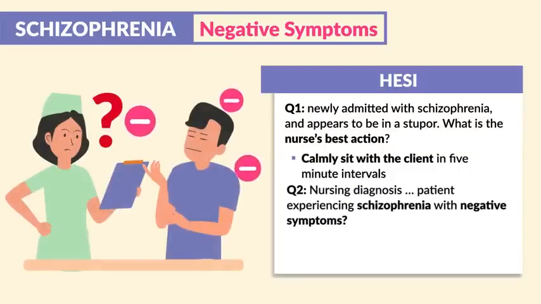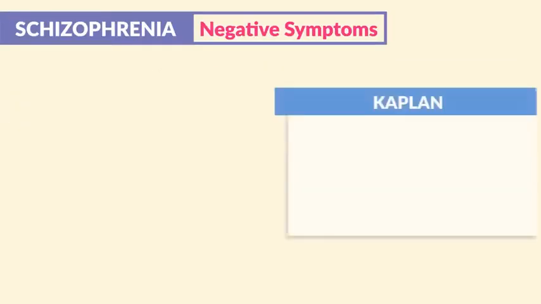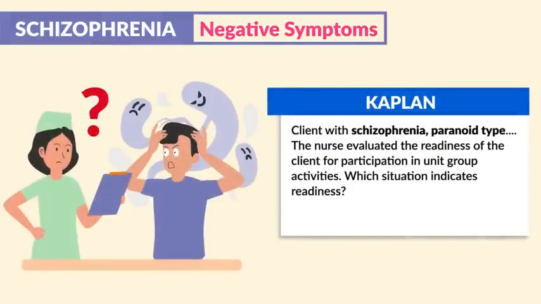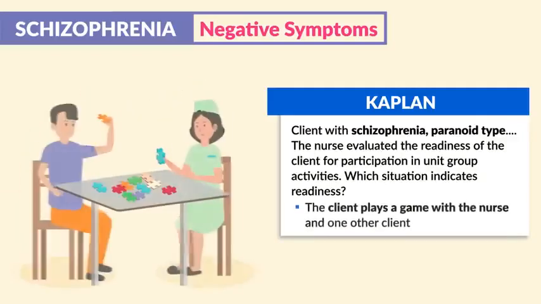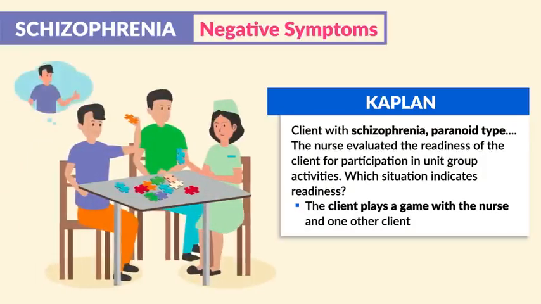And a nursing diagnosis, a patient experiencing schizophrenia with negative symptoms. The best nursing diagnosis is social isolation related to withdrawal and reduced communication with others. And lastly, Kaplan mentions a client with schizophrenia, the paranoid type. The nurse evaluates the readiness of the client for participation in unit group activities. Which situation indicates readiness? The client plays a game with the nurse and one other client. Yes, short, frequent contacts build trust.